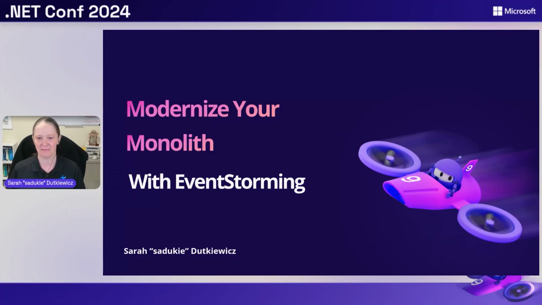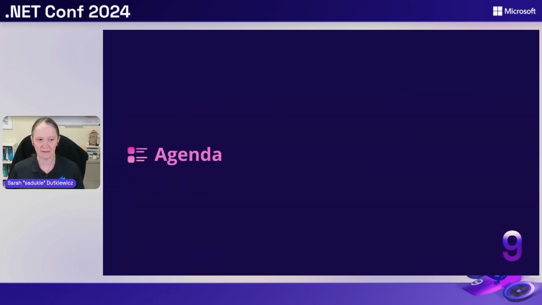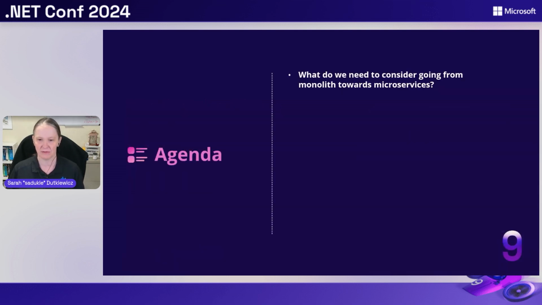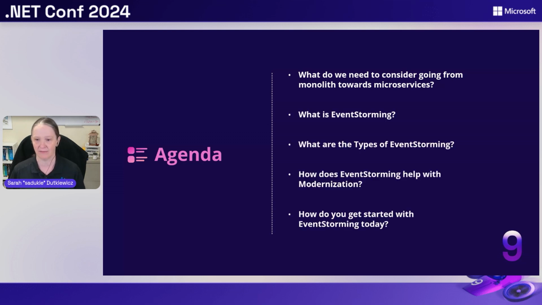I'm here to talk to you about modernizing your monoliths with event storming. So, when I talk about what's going on with this, some of the questions we're going to answer are: what do we need to consider going from monolith towards microservices? Now, initially, this talk had a lot of other names that were too long, so we've shortened it.